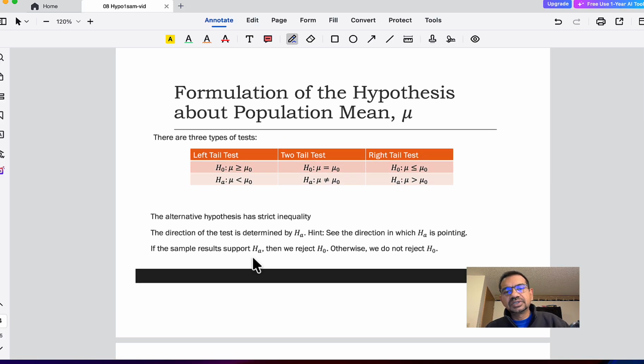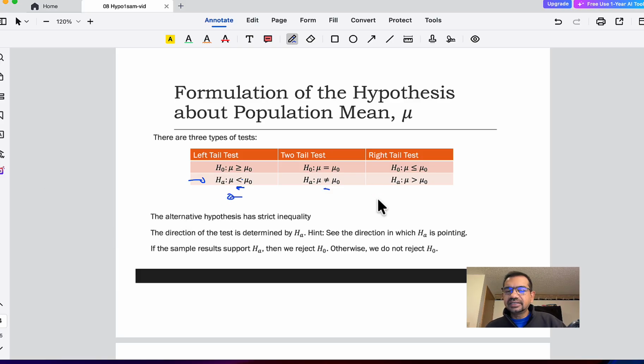So in terms of carrying out the test, we can have three kinds of tests. And these tests are determined by the statement of our alternative. The left tail test is when we assume that our population parameter, in this case the population mean, is more than or equal to a postulated value. And then the alternative is that it is strictly less than that. Notice that our alternatives have strict inequalities, and the nulls have the equality sign in them. The direction of the test is given by the direction of the alternative. Here the alternative is pointing towards the left, so we call it the left tail test.